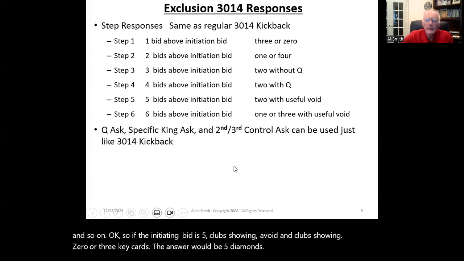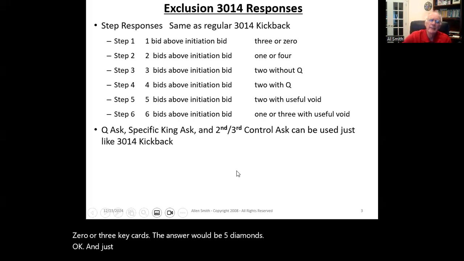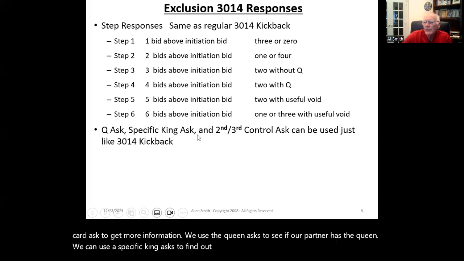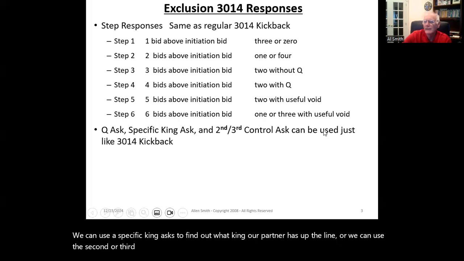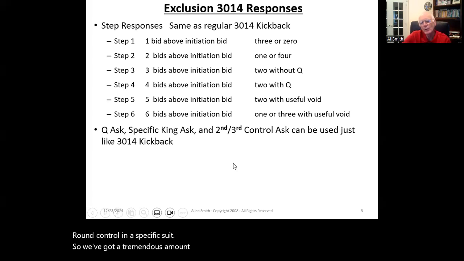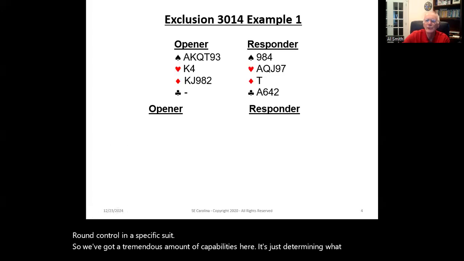Just like in 3014 kickback, we have additional types of asks that we can use after the key card ask to get more information. We can use the queen ask to see if our partner has the queen. We can use the specific king ask to find out what king our partner has up the line. Or we can use the second or third control ask to find out if they have second and or third round control in a specific suit. So we've got a tremendous amount of capabilities here. It's just determining what capability we're going to use when.